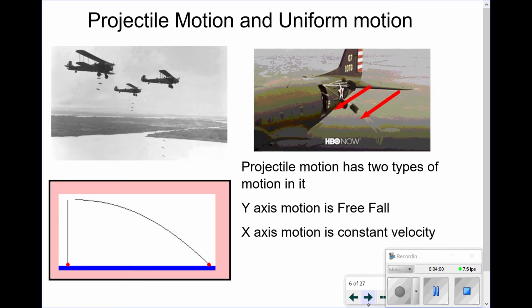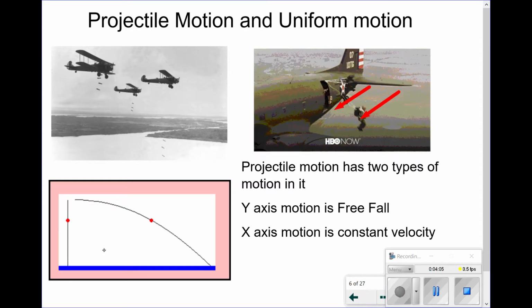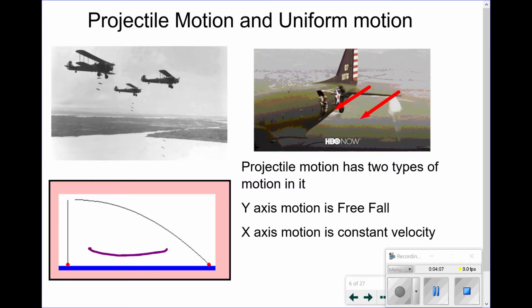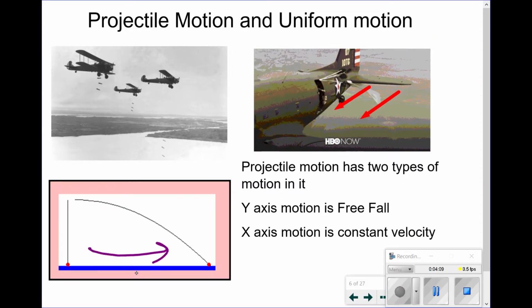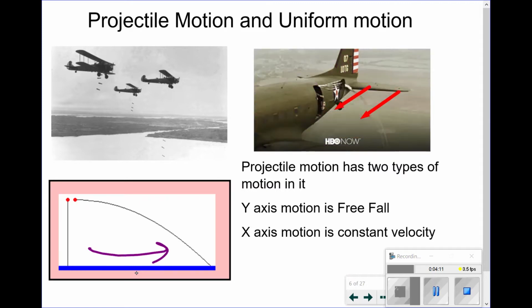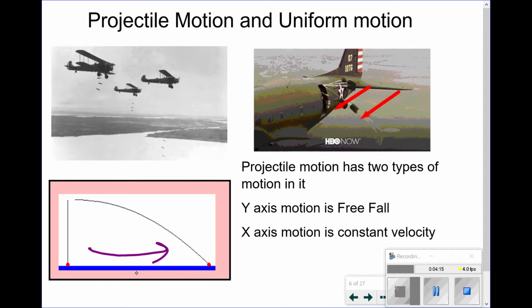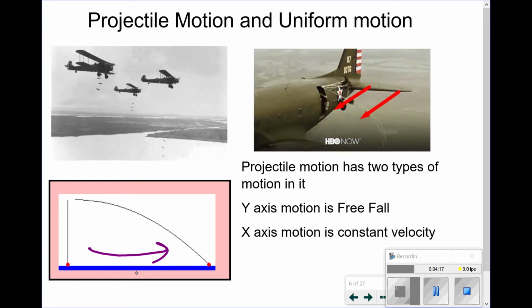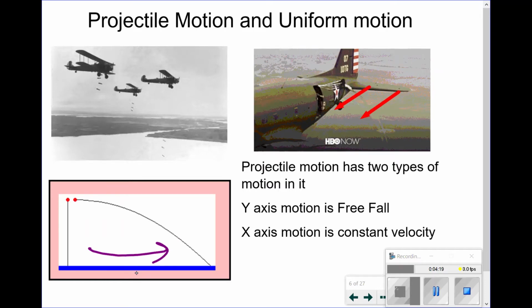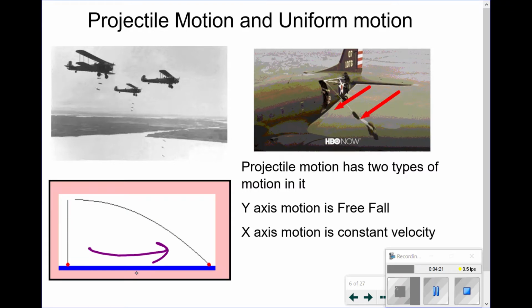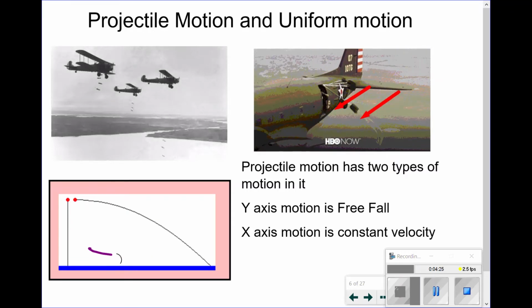But projectiles don't have just y motion like a falling object. It also has motion along the x-axis. So this is why we call it simultaneous events, because I have two events happening at the same time. I have a falling event going down, and I have an x motion event happening at the same time. This x motion, though, is incredibly simple.